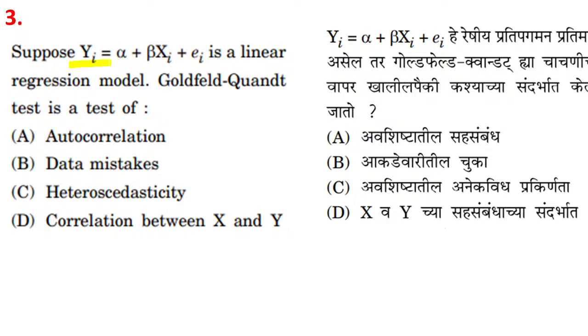Question number 3. Suppose yi is equal to alpha plus beta xi plus ei. It is a linear regression model. Goldfeld-Quandt test. It is a test of option A autocorrelation, option B data mistakes, option C heteroscedasticity, option D correlation between x and y. So as you all know, the Goldfeld-Quandt test is a test of heteroscedasticity. So option C is correct.